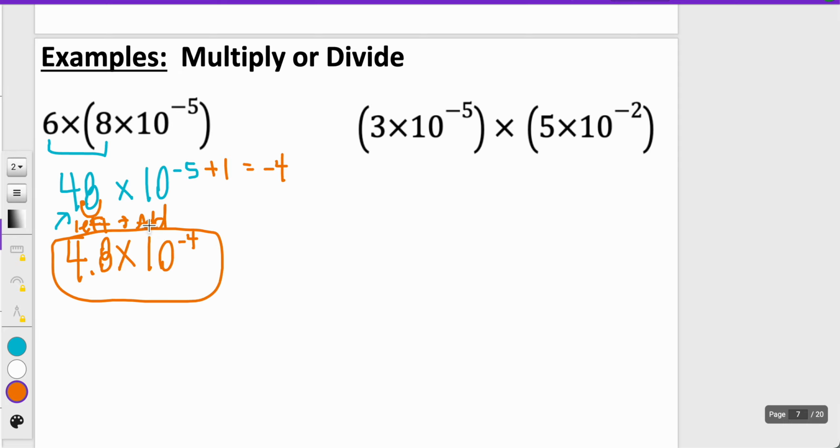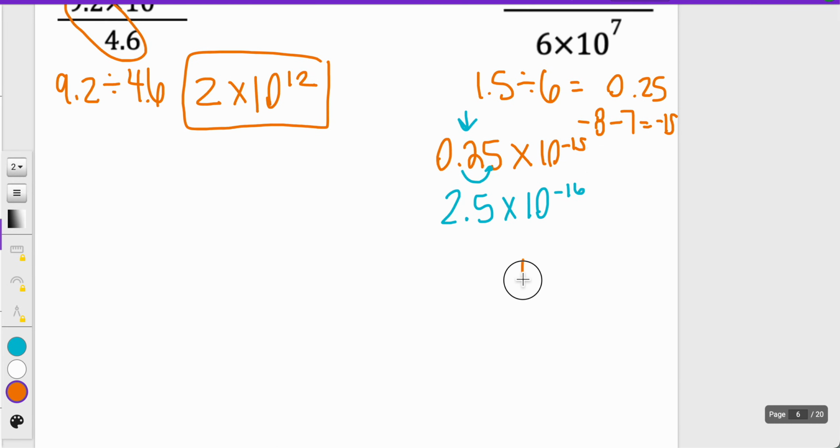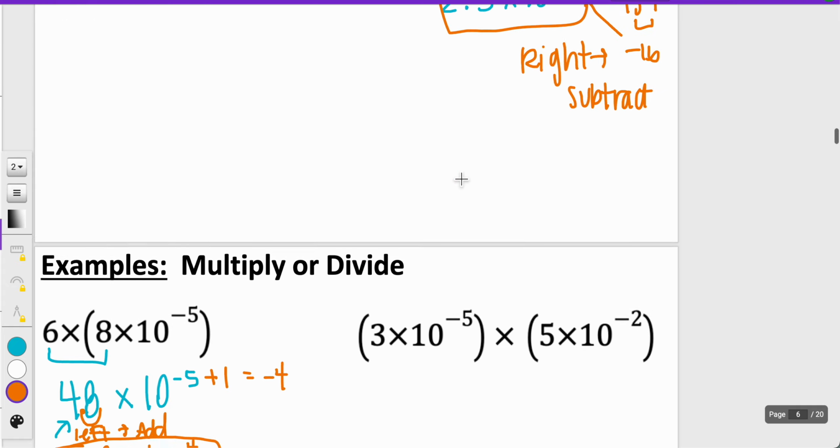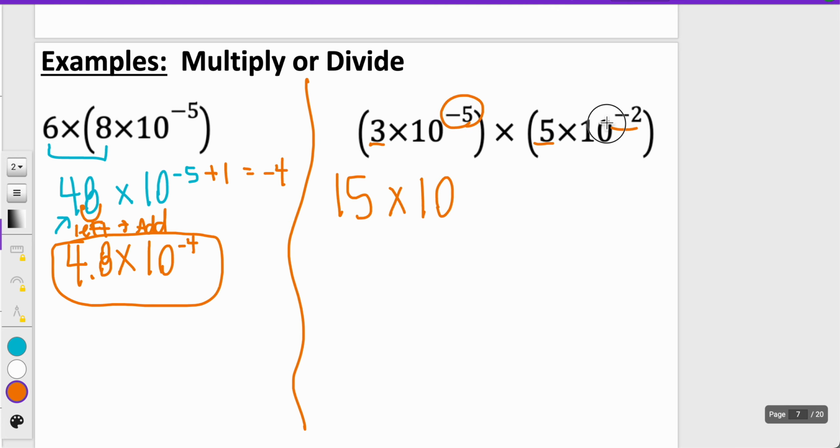So with left, we're going to add, but here we move to the right, so we subtract. So we took negative 15 and subtracted 1. That gave us negative 16, which is that exponent we chose for this one before. Okay? So let's try the next one. If you want to pause the video and try this one, go ahead. If not, let's try this together. 3 times 5 is 15. And we can combine those exponents by adding negative 5 and negative 2. We're going to get negative 7.